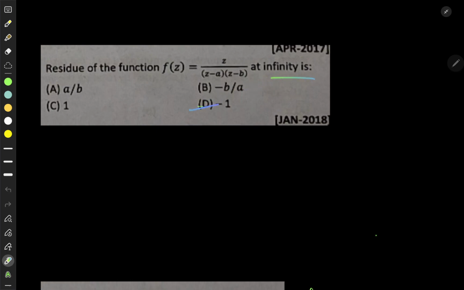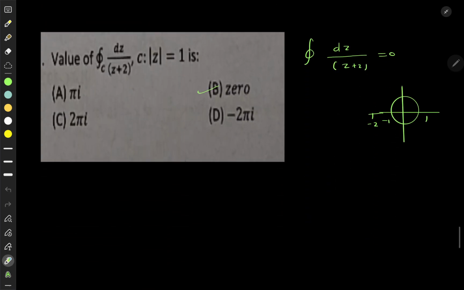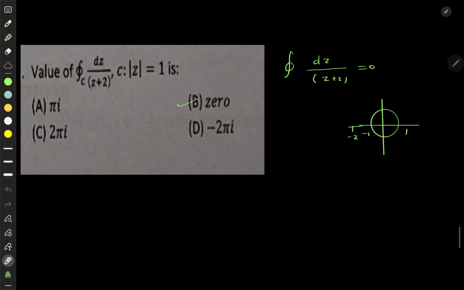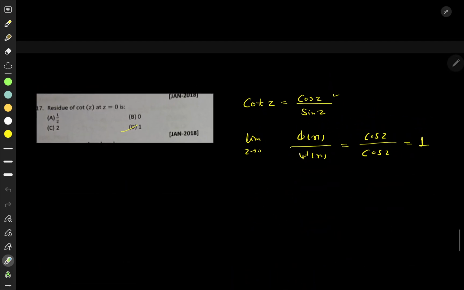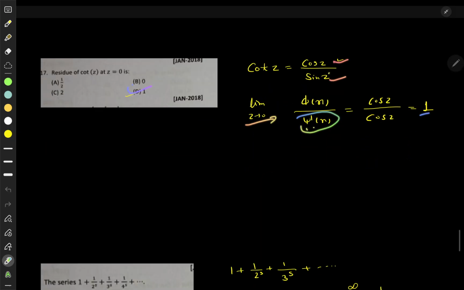At infinity it goes to minus 1. Again, see, closed contour |z| equal to 1, so it will be 1 minus 1, and z equal to minus 2 will be outside of the closed contour, so the value of the integration is 0. Again phi z upon psi z, so when you put the limit, it is pi x upon psi prime x, the first derivative, so it will lead to 1.